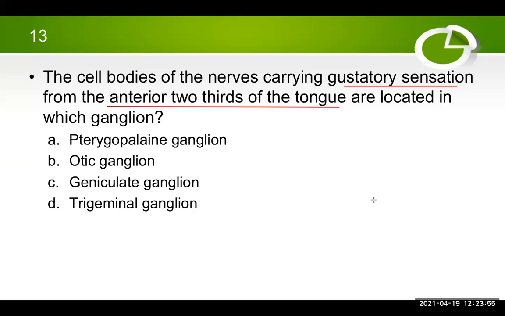Sir, I think geniculate ganglion because of 7 nerve supply, facial nerve supply. Okay, so you think it's a geniculate ganglion because of connection with 7th cranial nerve. Any other student want to say something here?